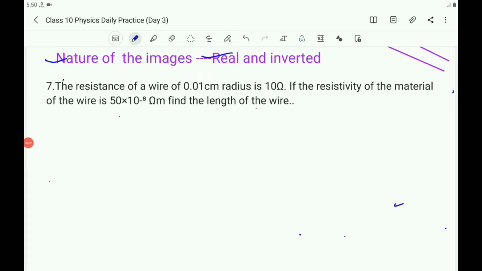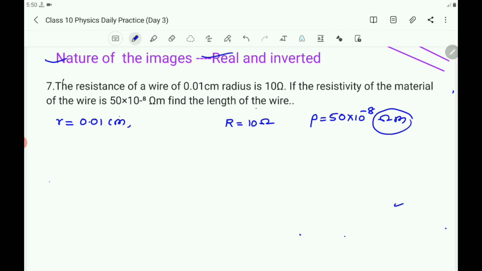Children, this question is already solved in the video lesson of the numerical solution of the chapter electricity, but here let us solve it once again in a different way. So take what is given here: the radius of the wire is 0.01 cm, the resistance is 10 ohm, and the resistivity is 50 into 10 power minus 8 ohm meter.